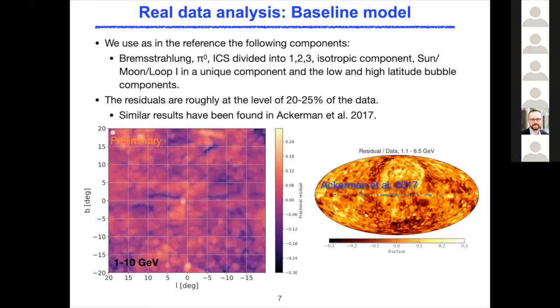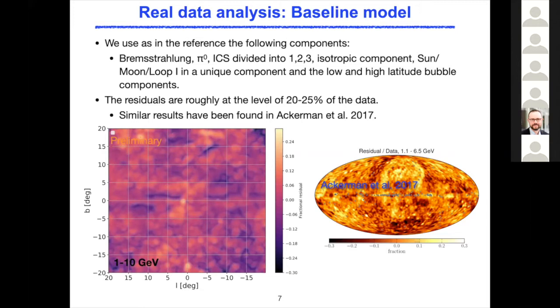Okay, then I analyzed the data, and I'm using a baseline model with Bremsstrahlung, pi0, inverse Compton divided into the 3 different components of the interstellar radiation field, an isotropic component, I model the extragalactic emission, and then the sun, the moon, loop 1, and then the Fermi bubbles divided into a low and high latitude components.